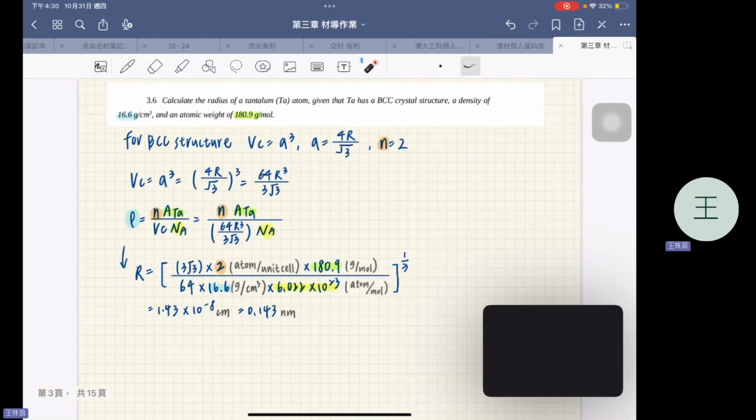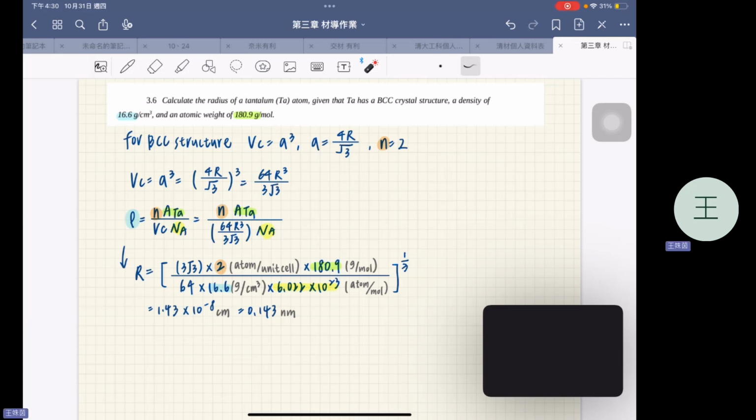Okay. And for question 3.6, we need to calculate the radius of Ta. Given that Ta has a BCC crystal structure and the density is given, and also the atomic weight. Okay, so for BCC structure, what we need to know is that the volume of the unit cell is a cubic, so equals to A cubic. Okay, and A also equals to this because it is a BCC structure, and the number of atoms inside this unit cell is 2. We have 2 atoms inside.